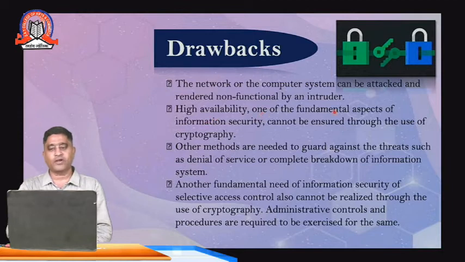High availability, one of the fundamental aspects of information security, can be ensured through the use of cryptography. Many people are aware of this knowledge, so they can also try different functions and even algorithms. They can also break that particular system of the private key and the public key. Other matters need to be protected against threats such as denial of service or a complete breakdown of the information system. Another fundamental need of information security, selective access control, also can be realized through the use of cryptography. Administrative controls and procedures are required for this. So these are the basic drawbacks. Anyone can crack the messages.